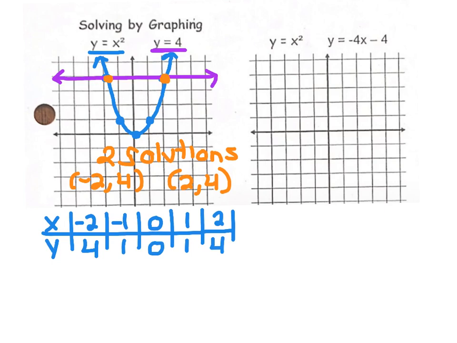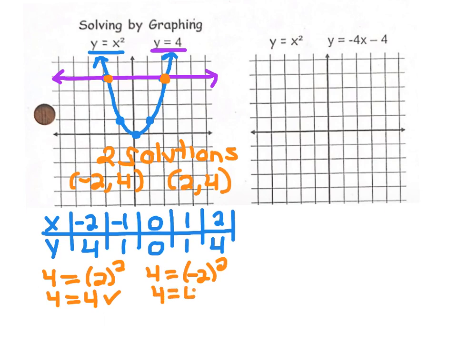So recall I mentioned that if we plug both of those into both equations, it should satisfy them. For y equals 4, we see that that holds true. But let's go ahead and prove that they work in y equals x squared. So 4 should be equal to 2 squared, which 4 does equal 4. It works there. And if we also plug in the -2, -2 squared also equals 4. So there's some proof that it does work in both.